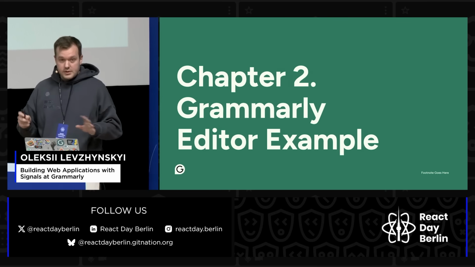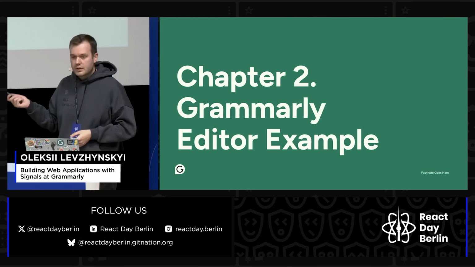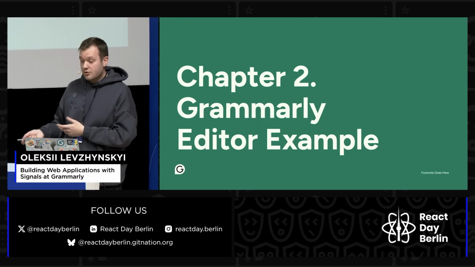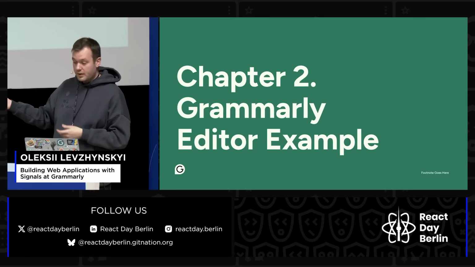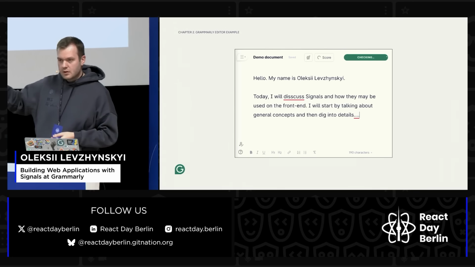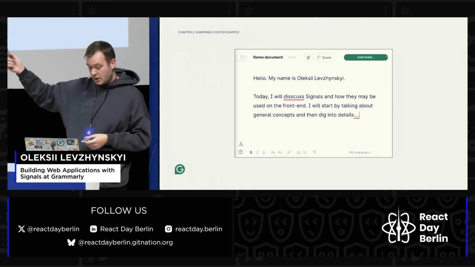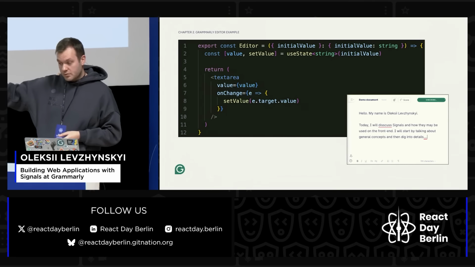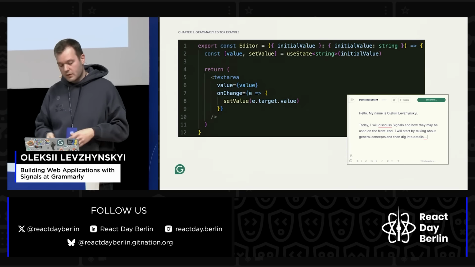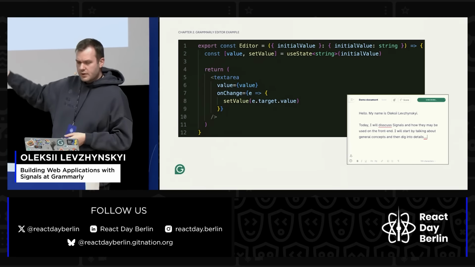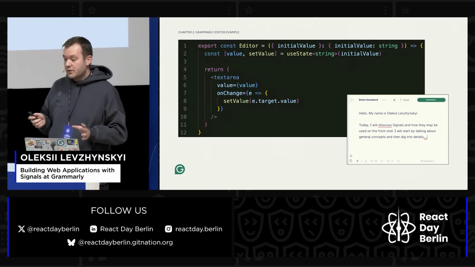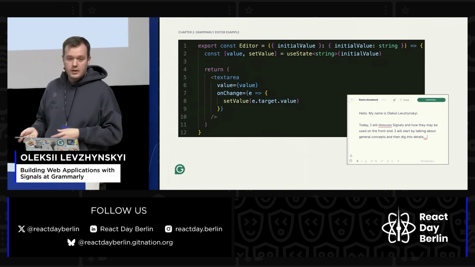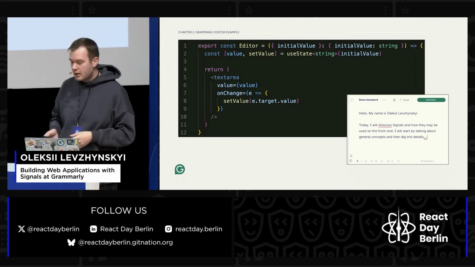Well, enough of this introduction. Let's look at how we are leveraging the idea of signals in our Grammarly editor. It's the same screen, nothing fancy. I'm not going to dig into details, but let's look at how it might be implemented in theory with React. This is very simple, just for the sake of the demo. It's quite a simple React component. There is a text area. In real life, definitely not a text area.